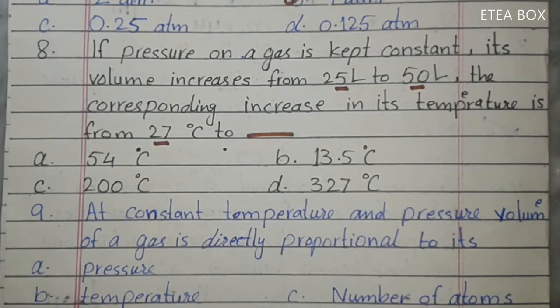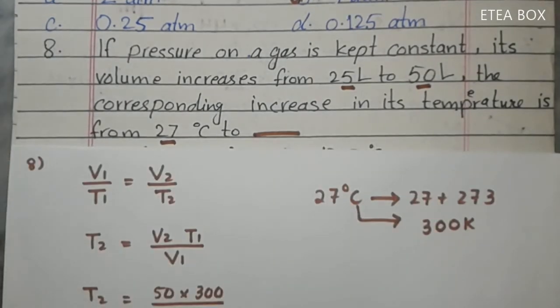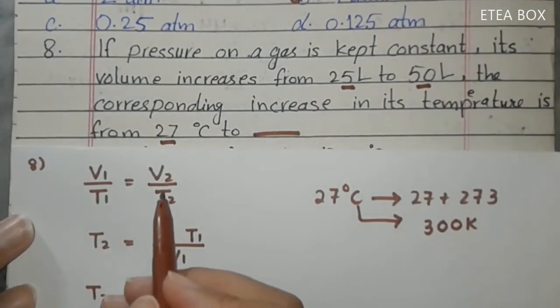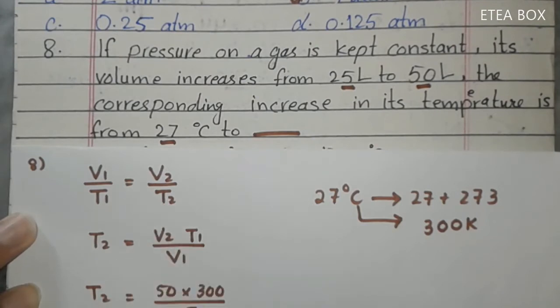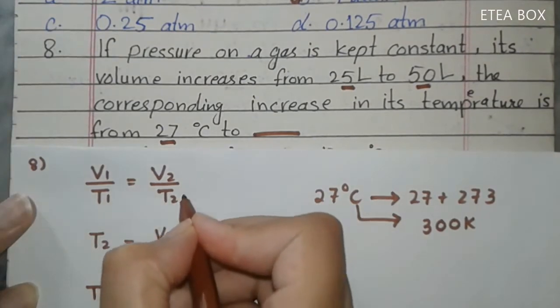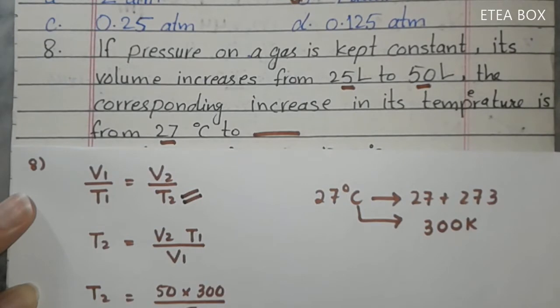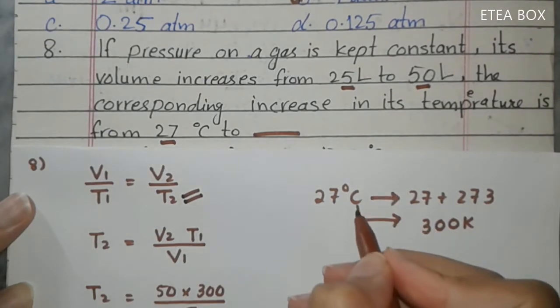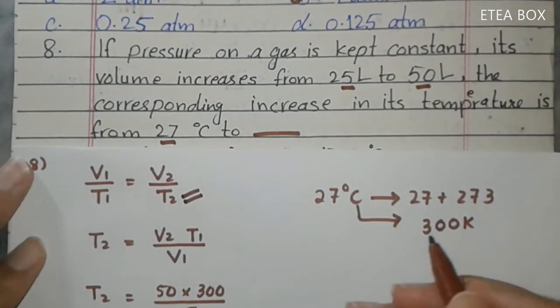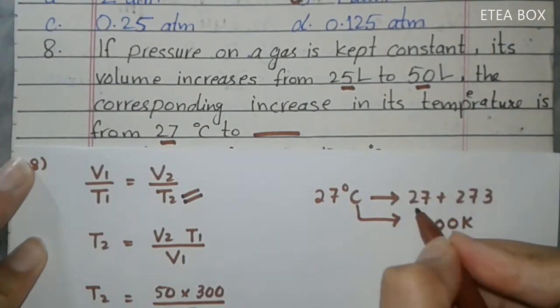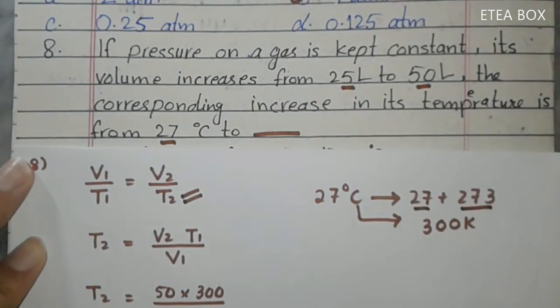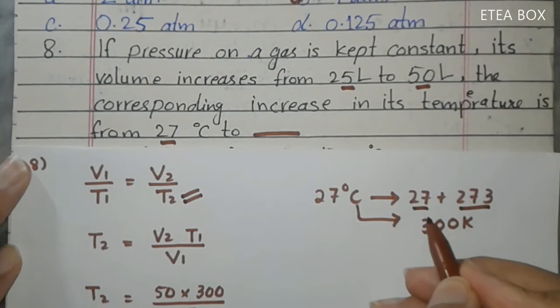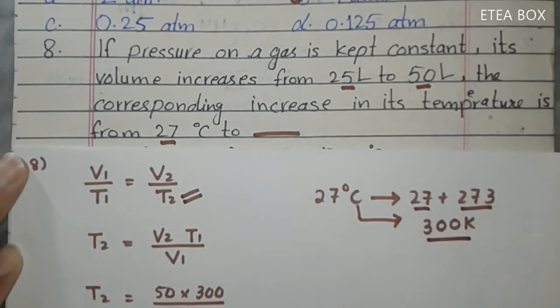Now let's find the temperature. Here we know that V1 divided by T1 is equal to V2 divided by T2. We have to find T2, but first of all we have to convert the centigrade into Kelvin. How will we convert it? Kelvin is centigrade temperature plus 273. You add 273 to 27, so we get 300 Kelvin.